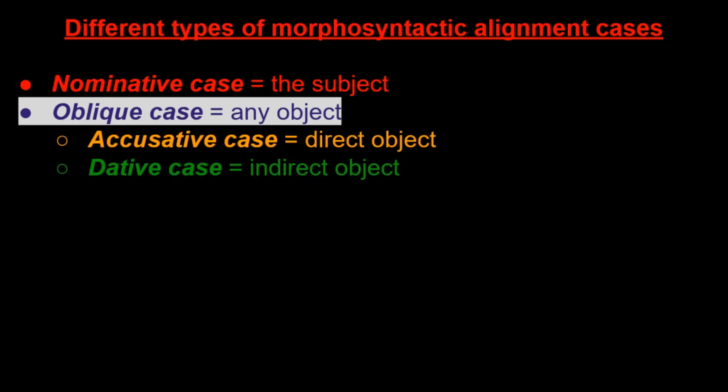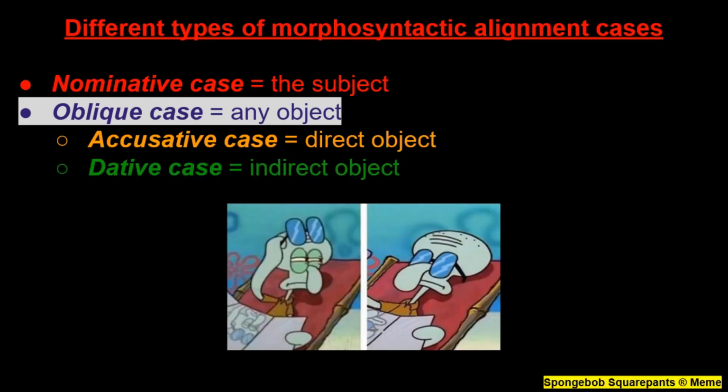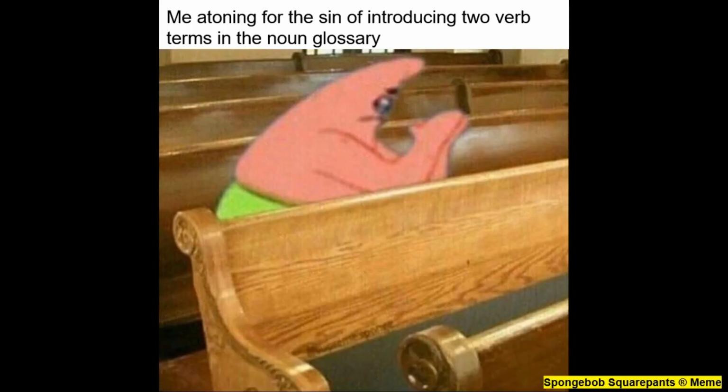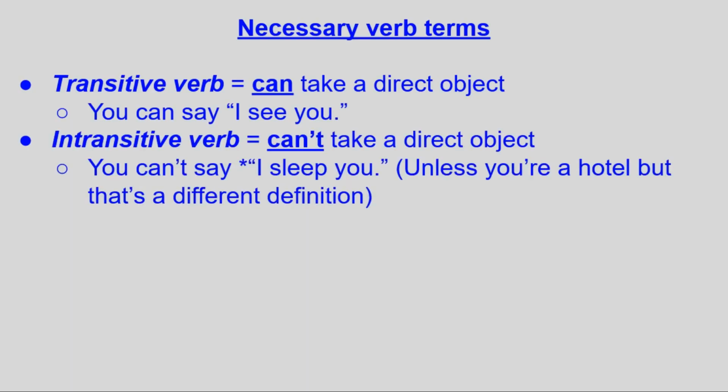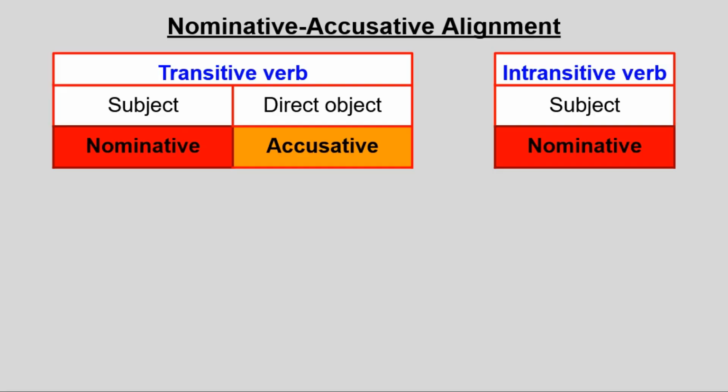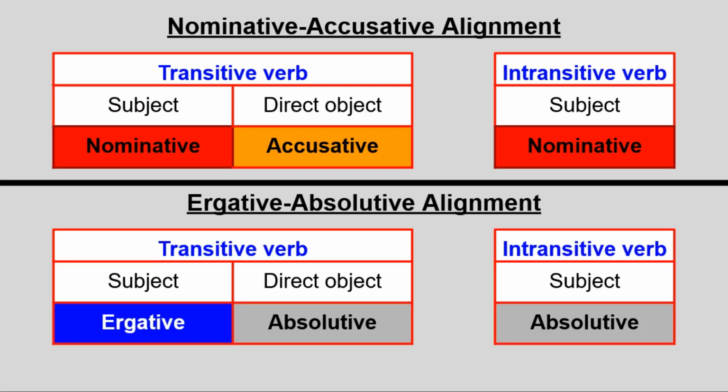Now back to this whole nominative accusative thing, it may interest you to know that not all languages line up their cases like this, and for this, I need to introduce two verb terms. A transitive verb is one that can take a direct object, like see, and an intransitive verb cannot, like sleep. So anyway, in the languages that have so-called nominative accusative alignment, which is most languages, the subject of an intransitive verb is in the nominative case, just like the subject of a transitive verb. But in some other languages, the subject of an intransitive verb will instead share its case marking with the direct object of a transitive verb, and this is called the absolutive case. The subject of a transitive verb, on the other hand, will have the ergative case.